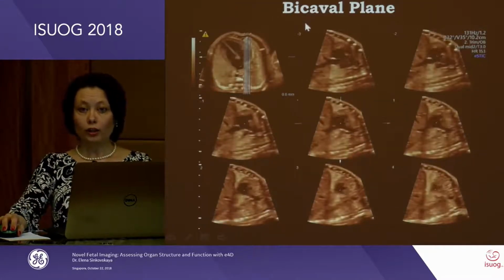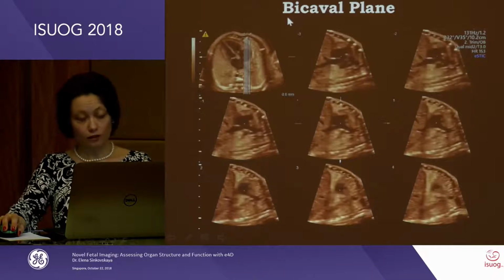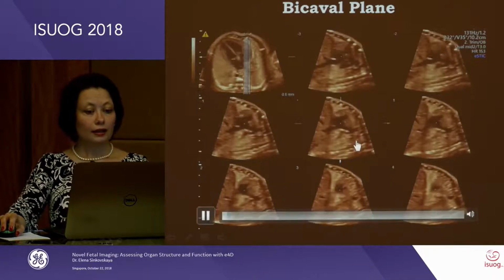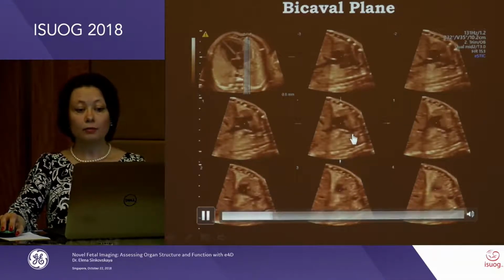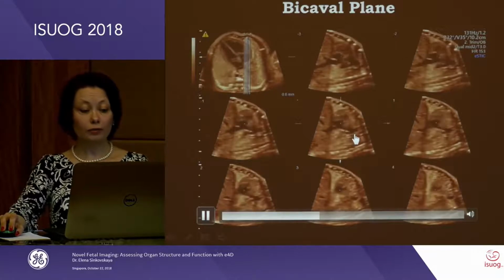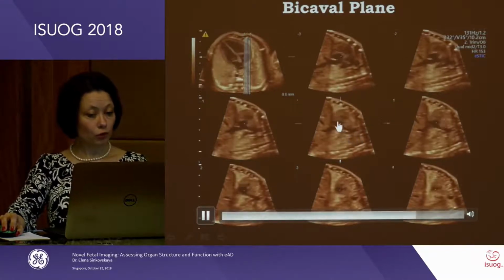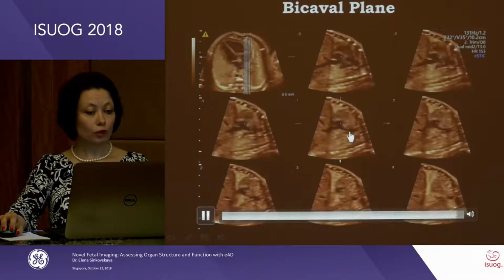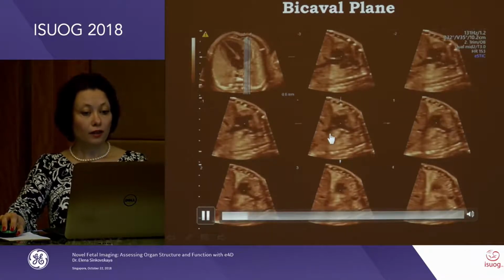And now we are going to the sagittal views, and here first we can see the right parasagittal view or bicaval plane that allows us to see the flow towards the right atrium from the superior vena cava and inferior vena cava.